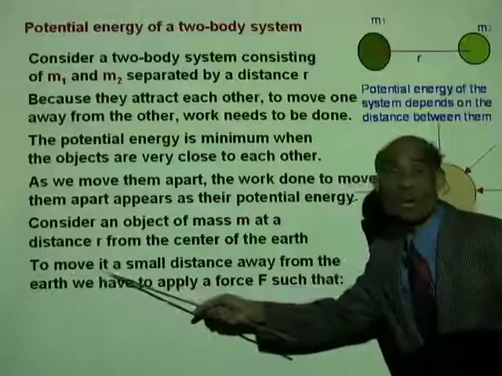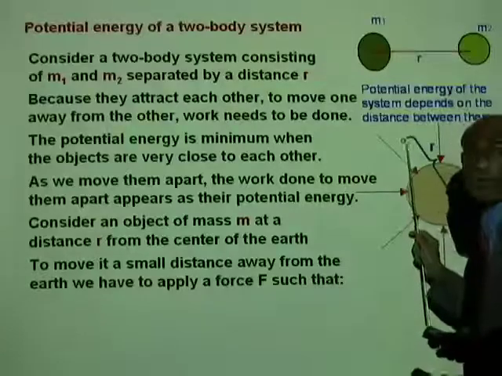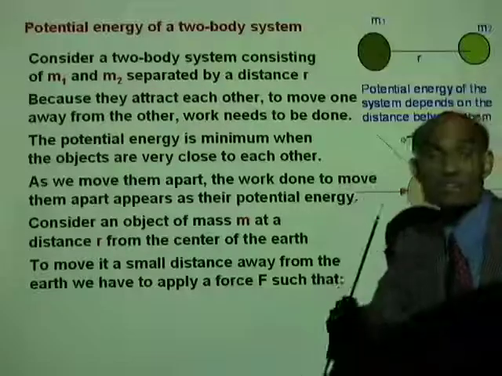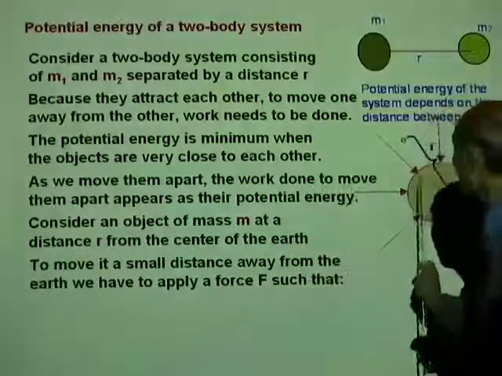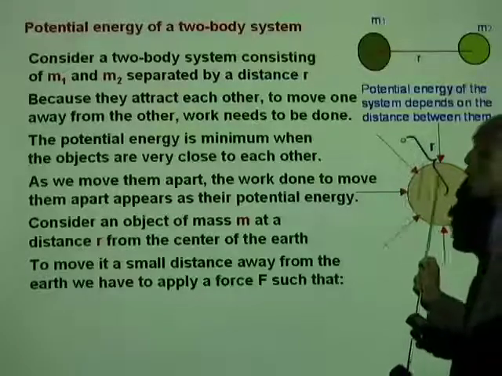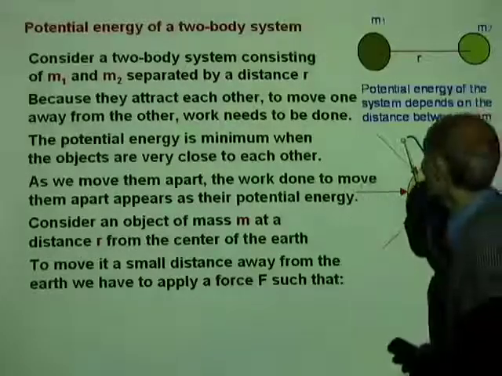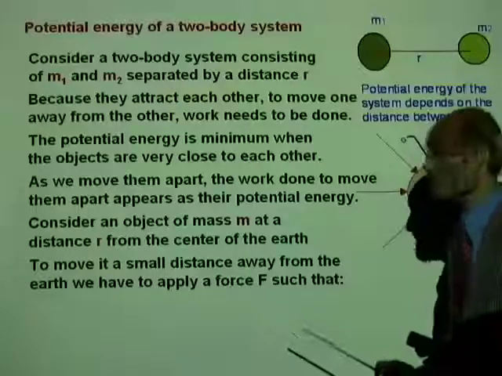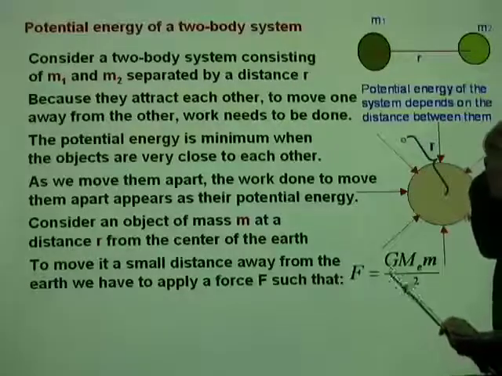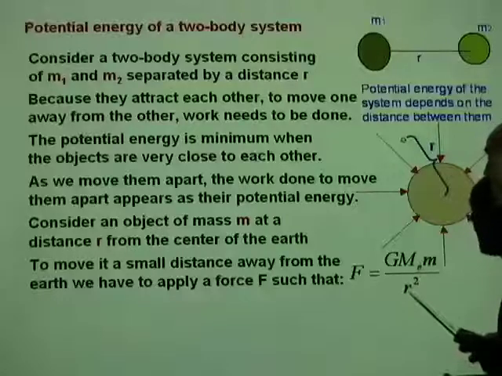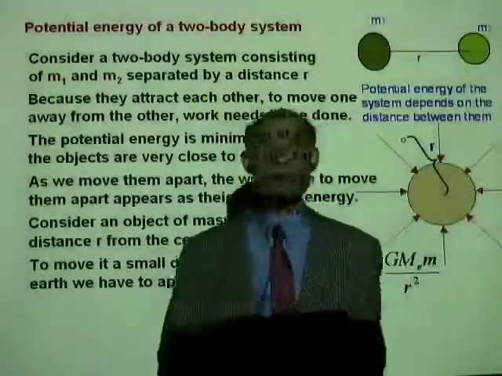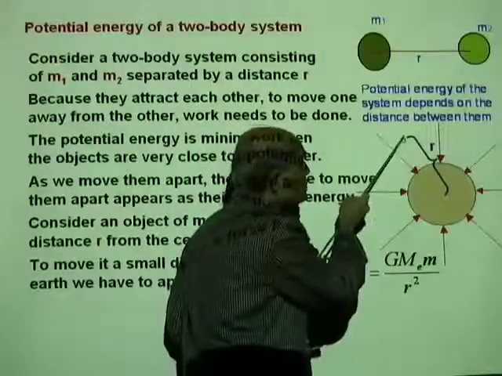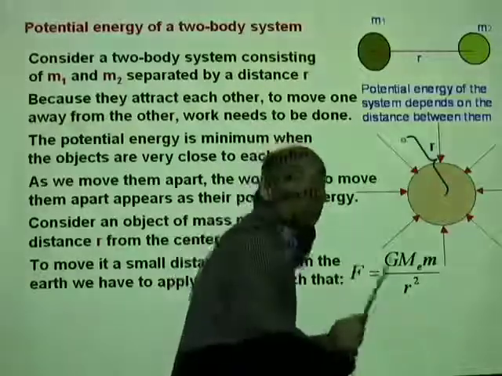To move this object, now remember, there is a force on this. What is the amount of force? The amount of force is uppercase G times ME m over (RE plus h) all squared. That means if I want to move this object, I need to apply a force F on it, such that F equals G ME m over r squared. Well, what does that mean? It means that force depends on this distance r. As the distance changes, the force will also change.